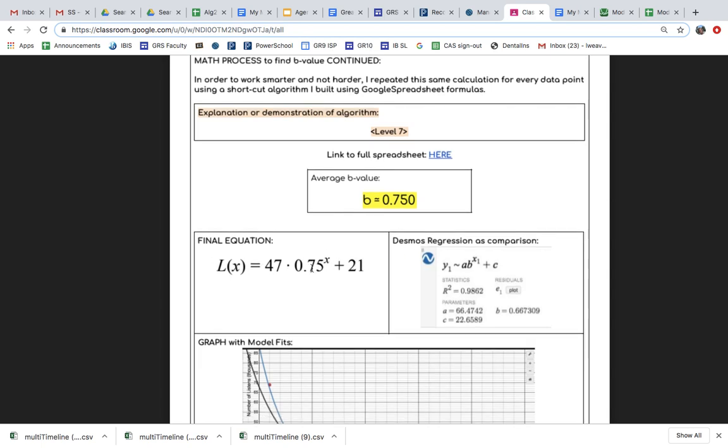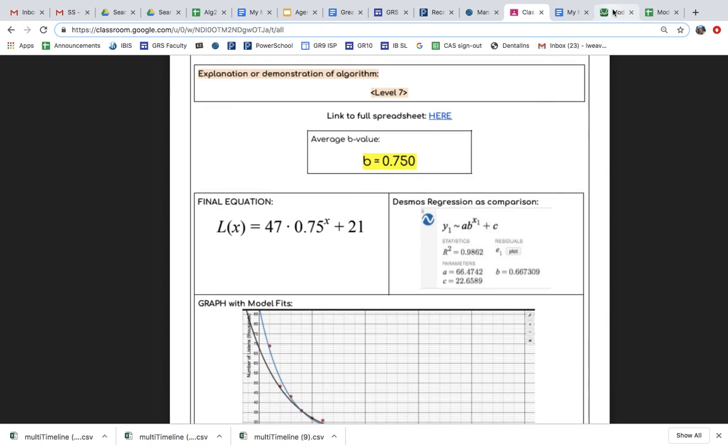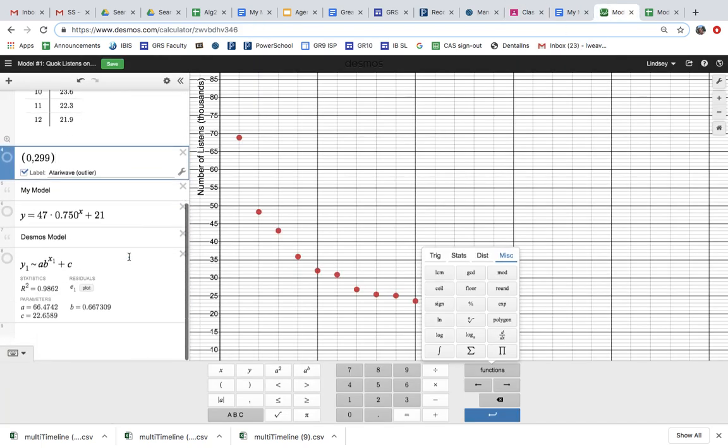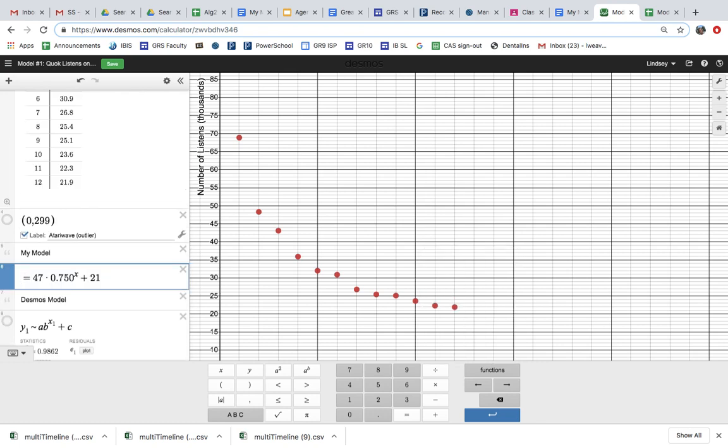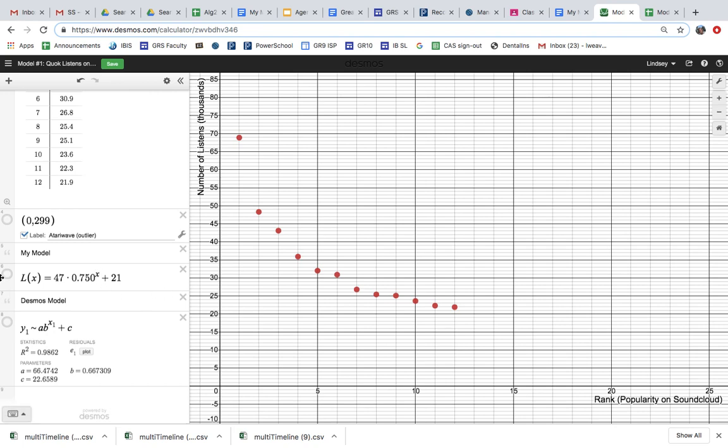The most exciting part is seeing if it fits your data. And you might need a little adjustment, and that's okay. You can talk about it in your paper. But if I go into Desmos and type that in, I'm going to want to call it L of x. Okay, equals, and I want to show that it fits my data very, very well.